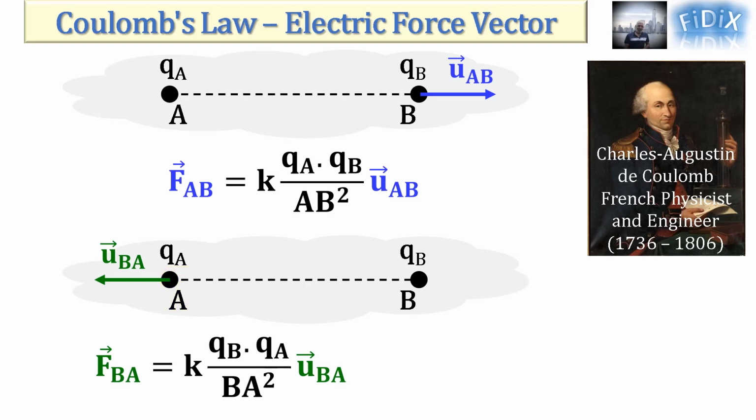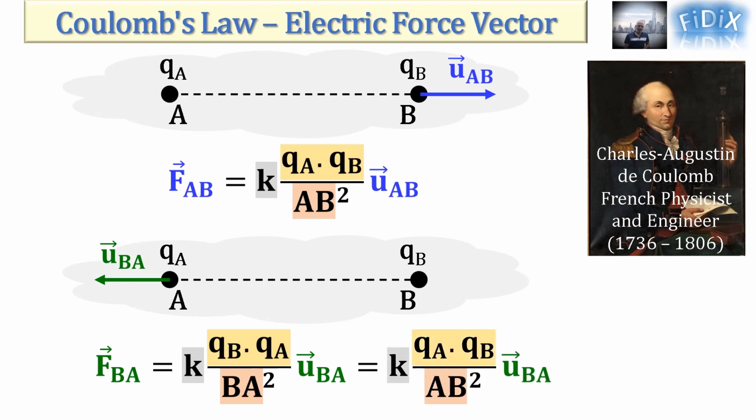Note that in both formulas, K is the same, the products QA, QB, and QB, QA are equal, and the distances AB and BA are also equal. This means that the only difference between the formula giving FAB and that giving FBA is the unit vector.